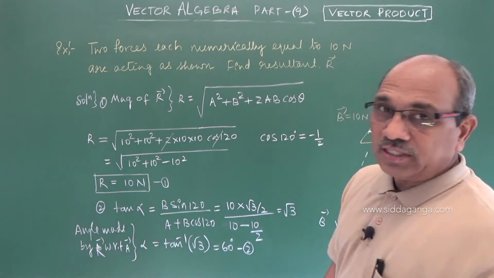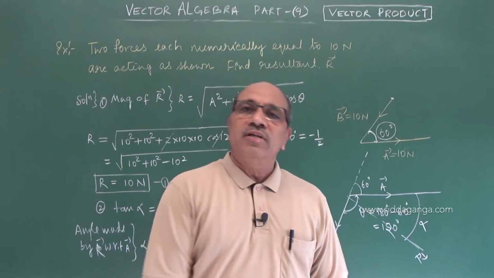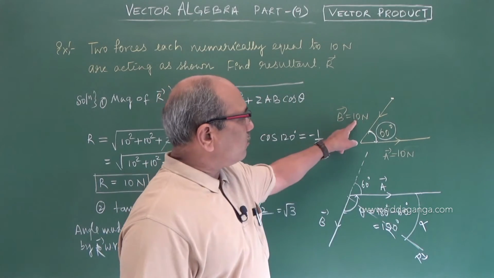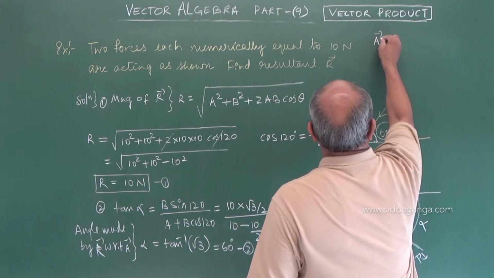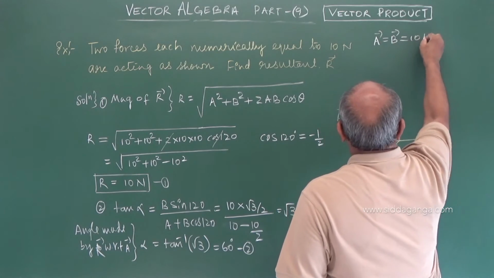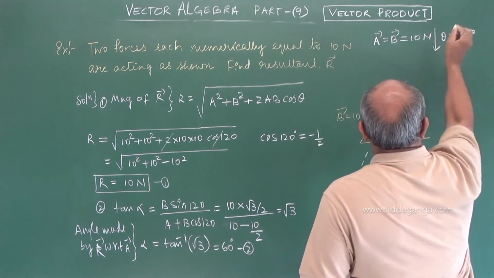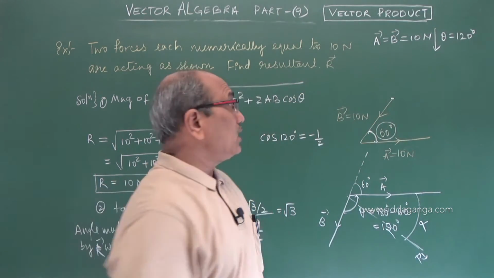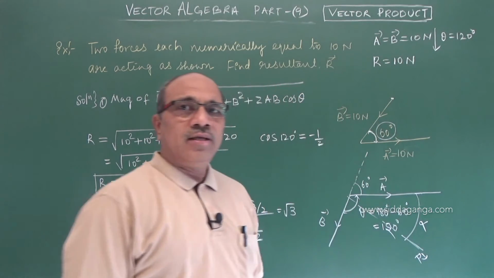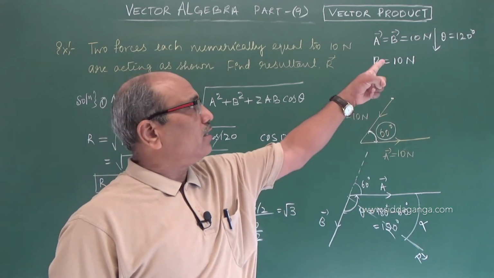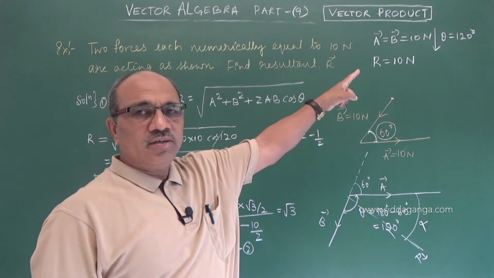But what is the trick when we say condition observed? Immediately, before going to these simplifications, our eye should be on the vectors. Two vectors have the same magnitude, A equal to B equal to 10 Newton. What is the angle between them? 120 degrees. What is the condition given to you? The resultant R becomes equal to one of the vectors when both vectors are of the same magnitude and the angle is 120. No mathematical calculation is necessary. If you remember that step, it is final.